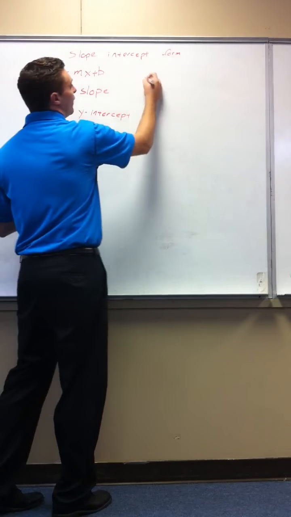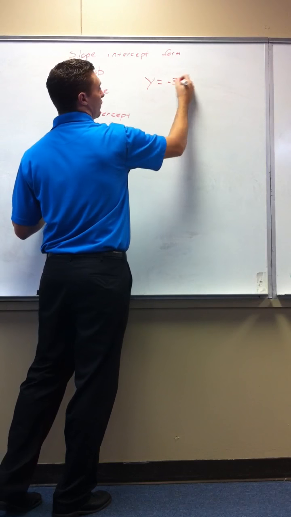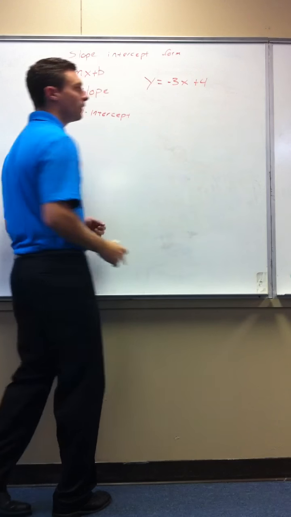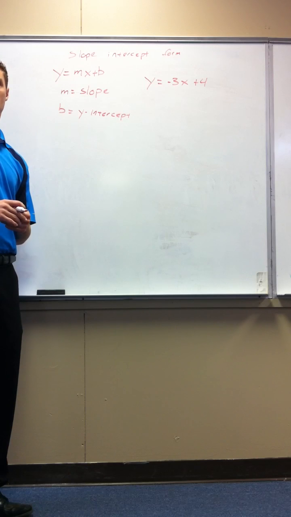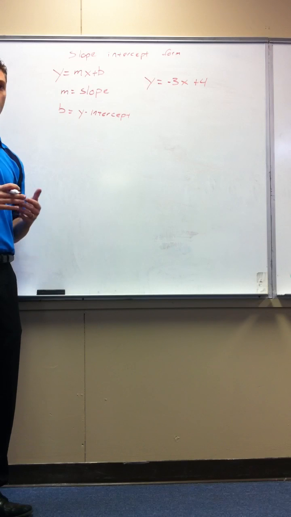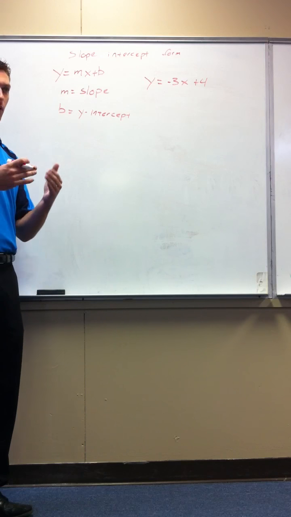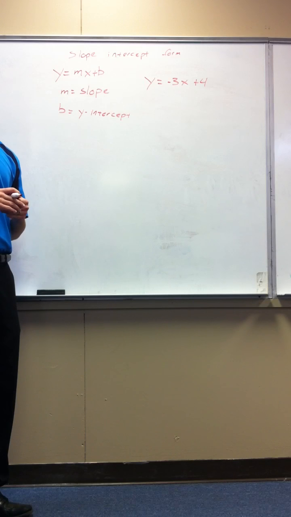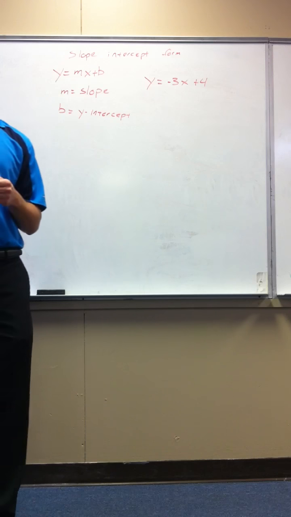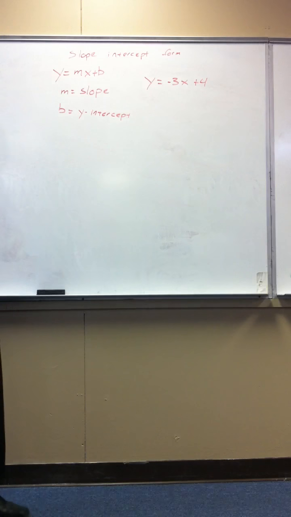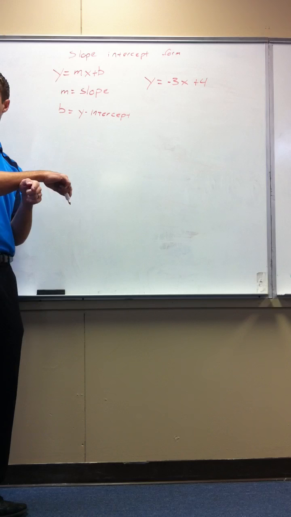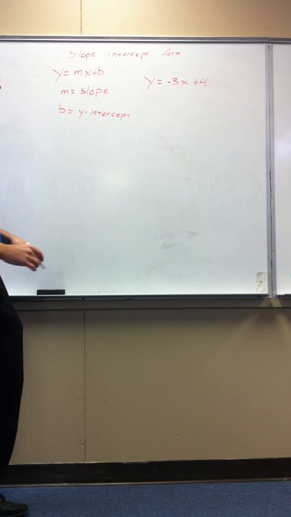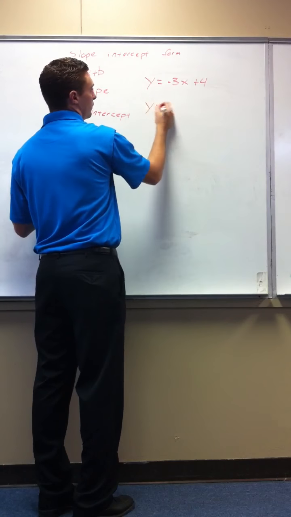Okay, we'll write a couple of these down and go over them. So if this equation said y equals negative 3x plus 4, what would the y-intercept be? 4. Which number is by itself? 4. So the y-intercept would be 4. What is the slope? Negative 3. Why is the slope negative 3? Because it comes before x.